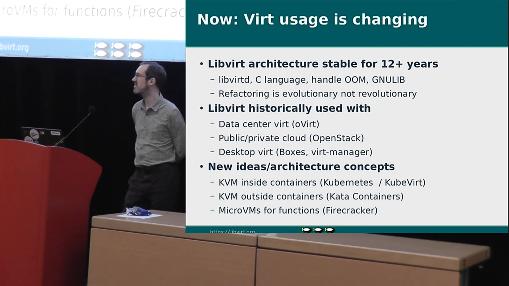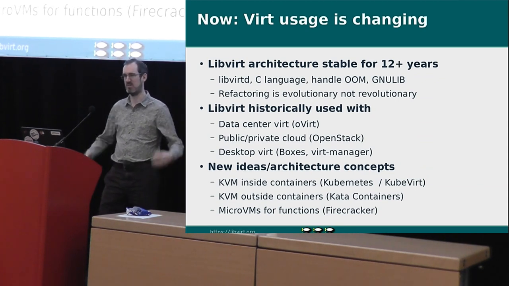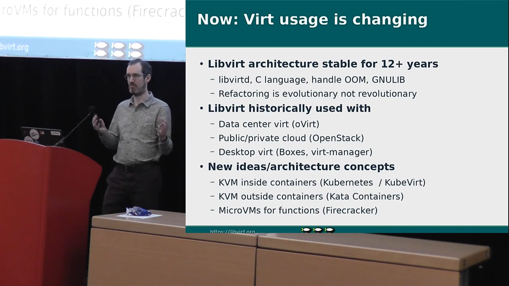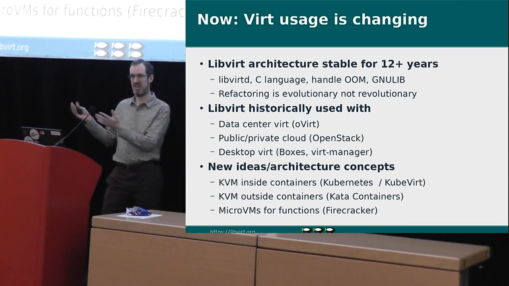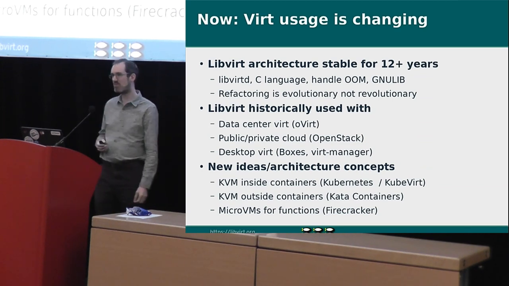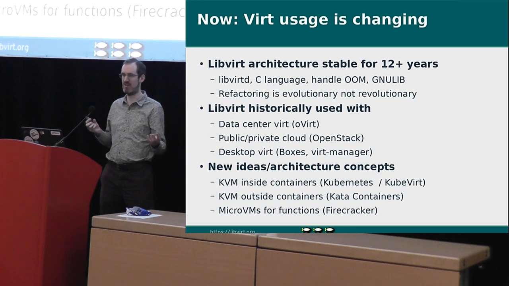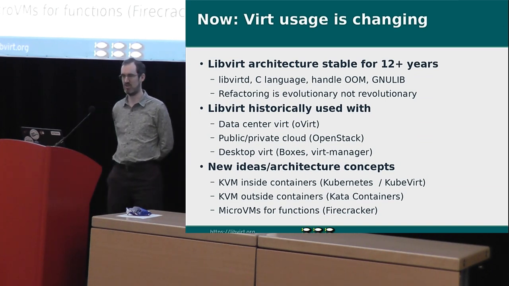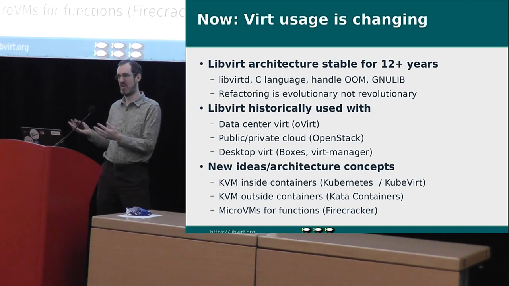So we've been very much focused on data center virt, cloud virt, and desktop virt. But you will have been hearing a lot about new ways of using KVM, such as Kata containers, where KVM is used as the containment technology for your container applications. You've got KubeVirt, where KVM is being run inside a container, so that you integrate the management of VMs with the management of containers in Kubernetes. And then you've got other things like microcontainers, where projects like Firecracker use KVM for running small functional programs. Those use cases are pushing KVM in new directions, and Libvirt hasn't necessarily been well suited to these new directions.